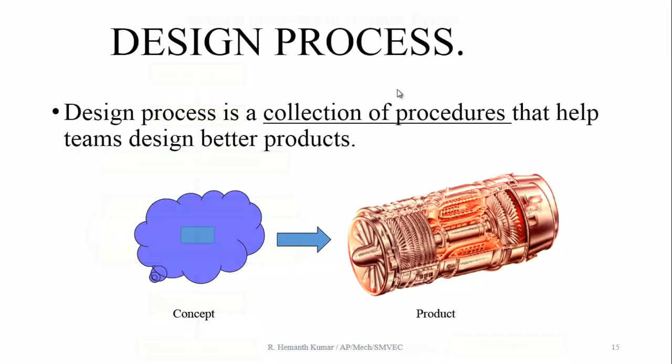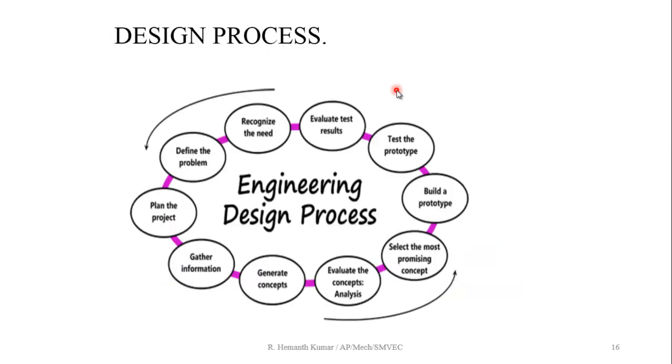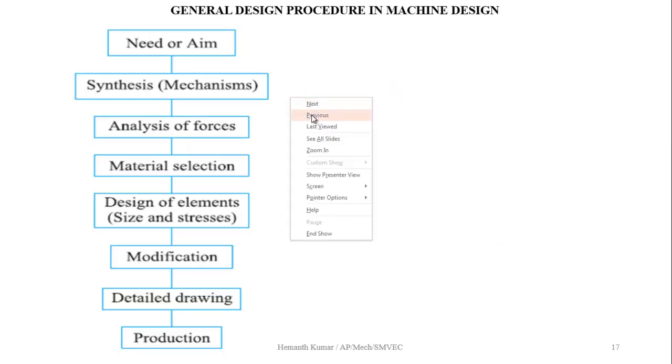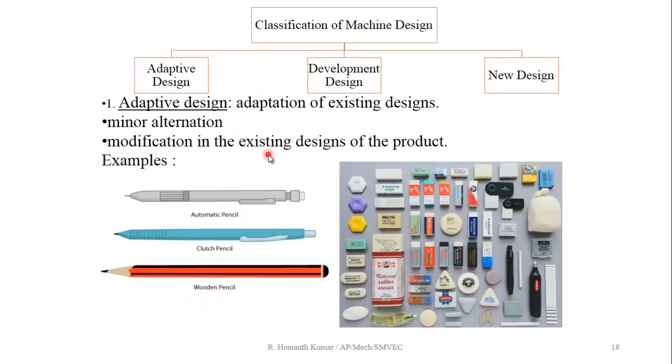Okay, then if you see design process, it is nothing but a collection of various procedures. That's what I already said. A design process is a collection of procedures that help teams design better products. Why do we need to do the design process? For the betterment of the product. We have to find some better product than the existing ones. So it comprises various procedures, as I already said. These slides are similar to the previous slides only. I will go to the next slide.